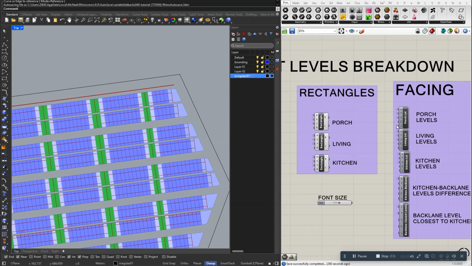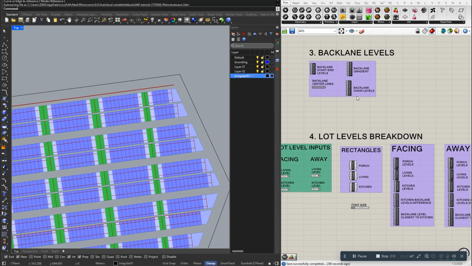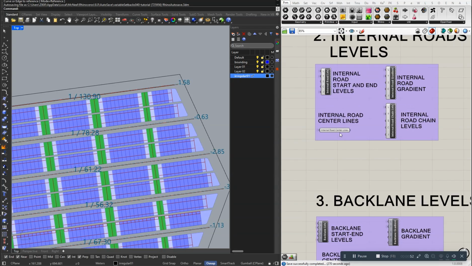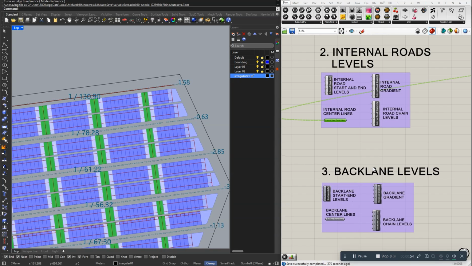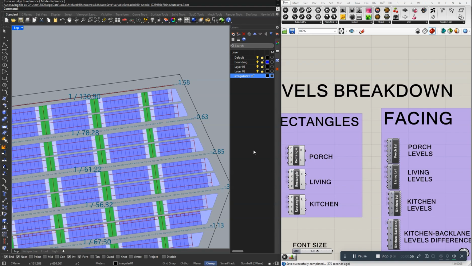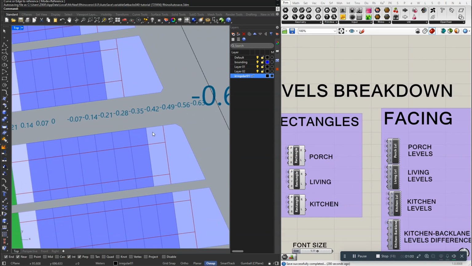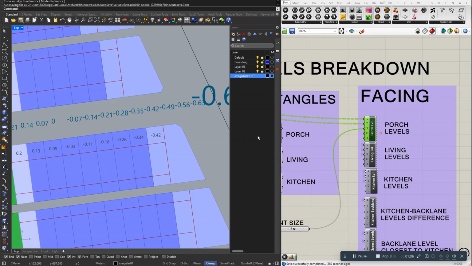So we'll have to turn on the road levels for this purpose. We don't need the center lines. Okay, so we'll take a look at this row, the row facing the reference edge. So first is porch level, which is this.